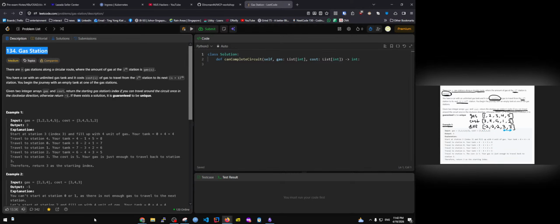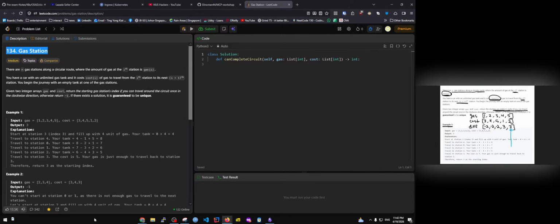So what does that tell us? That tells us since we started over here, we were able to complete a circle. What's the index of this position? 0, 1, 2, 3 is the index of this position. So we end up returning 3. We can see that that's basically what they explained in the explanation of this problem. And remember, they told us that there's only going to be one unique solution if one does exist.